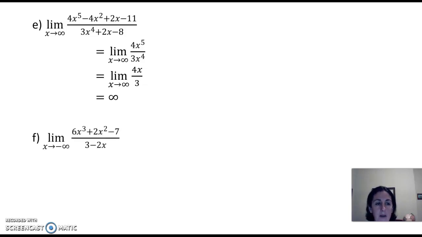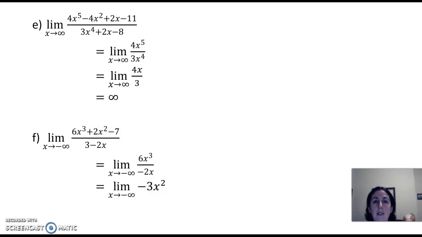Let's look at another one. The limit as x approaches negative infinity. Again, we'll take the biggest term of x over the biggest term of x. And when we do that, we get 6x cubed over negative 2x, and we reduce. And we're left with the limit as x approaches negative infinity of negative 3x squared. Now the fraction went away when it reduced, but that's still over 1, so we still have a variable left in the numerator.